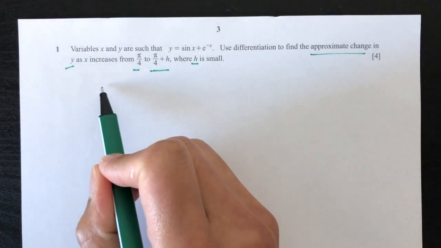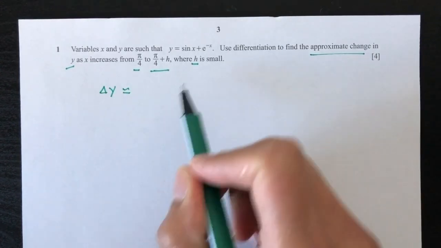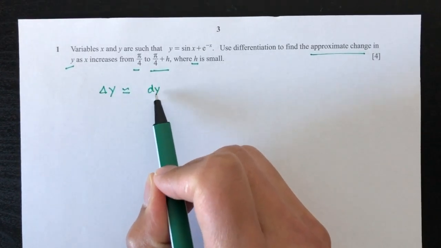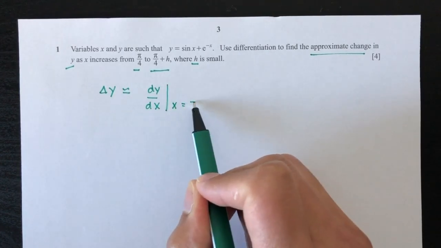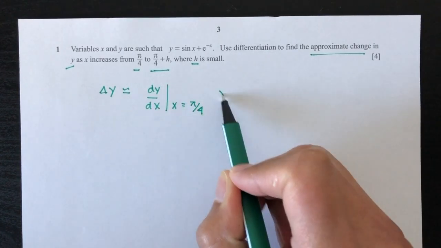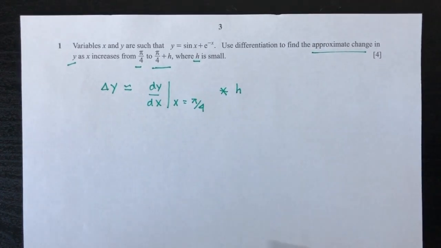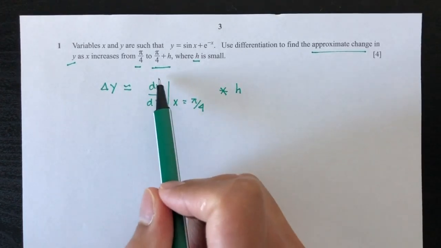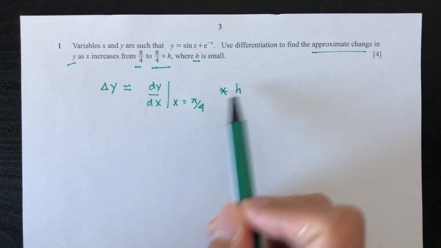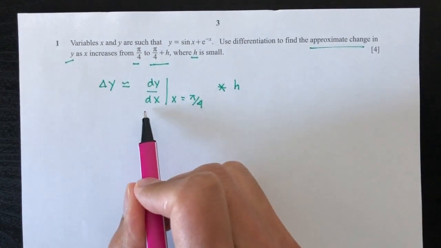So we have to find the approximate change in y, which is equal to dy by dx at x equal to pi by 4, times h, where h is a small change in the value of x. So we have to find dy by dx when x equals this, times h. Let's do this step by step. Let's first find dy by dx.